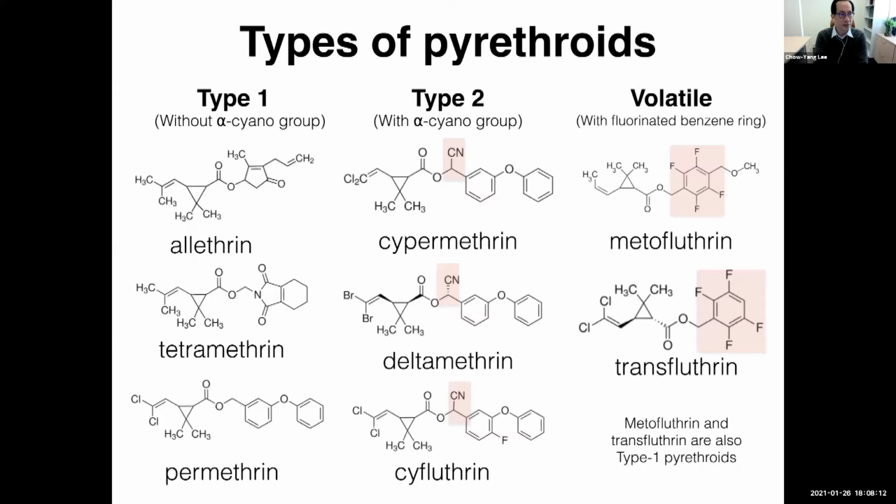over in my slide. I'm sorry, I can't use the pointer. But with the alpha-cyano group, they have better killing property, and they are also stable under UV light. The last type, the volatile group, has this fluorinated benzene ring, as you can see, methylfluorine and also transfluorine.